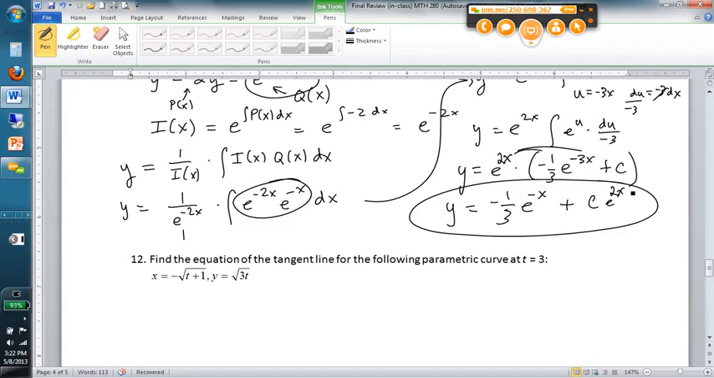No. No. C is just a constant. It doesn't have to. A lot of times we get c over something and we just change it back to a regular constant. But no, that one doesn't. It's just c.